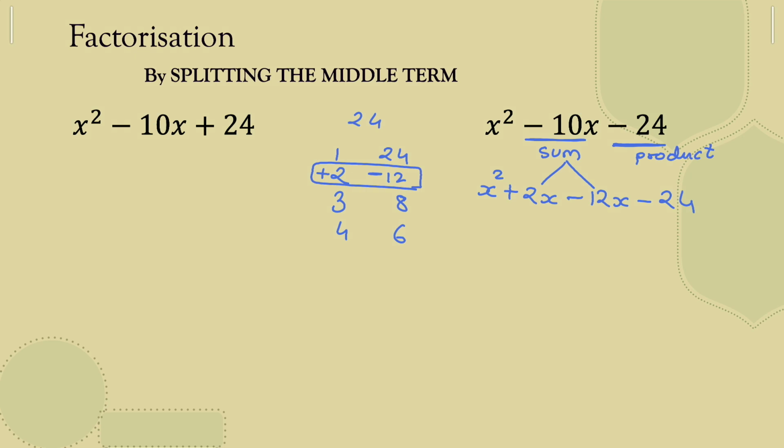If you take negative 4 and negative 6, the sum will be negative 10 and the product will be positive 24. So it will work for the previous question, not for this second one.